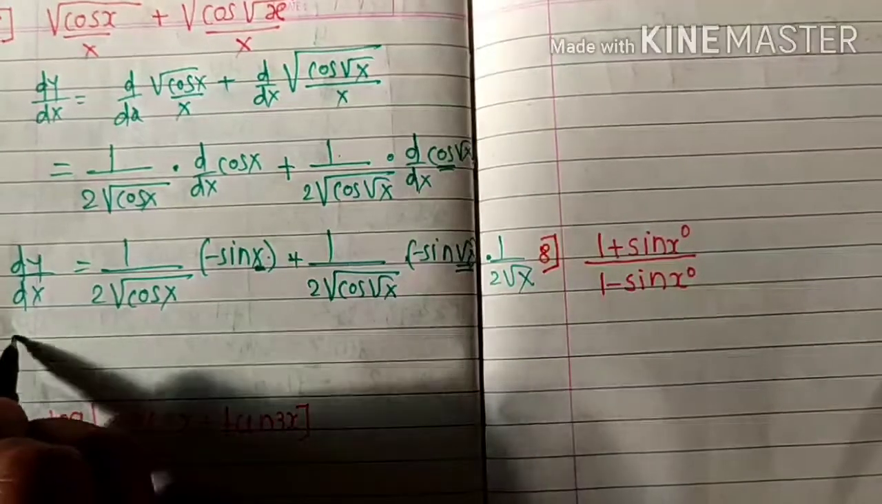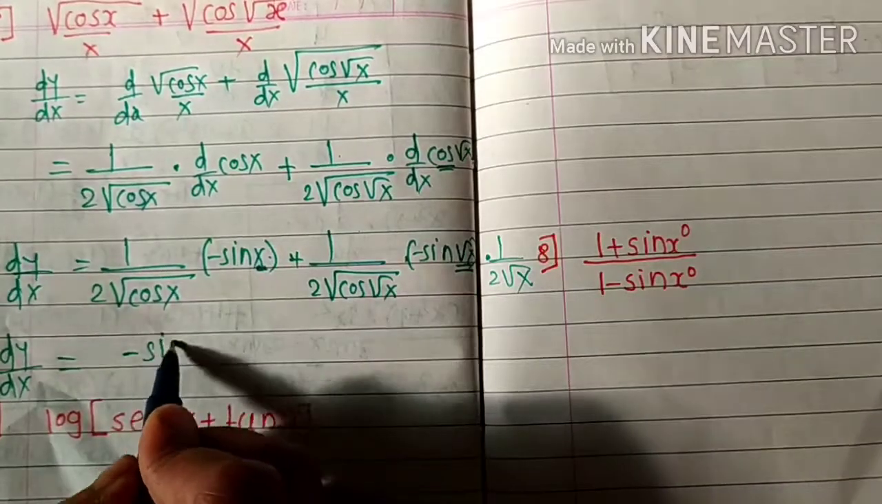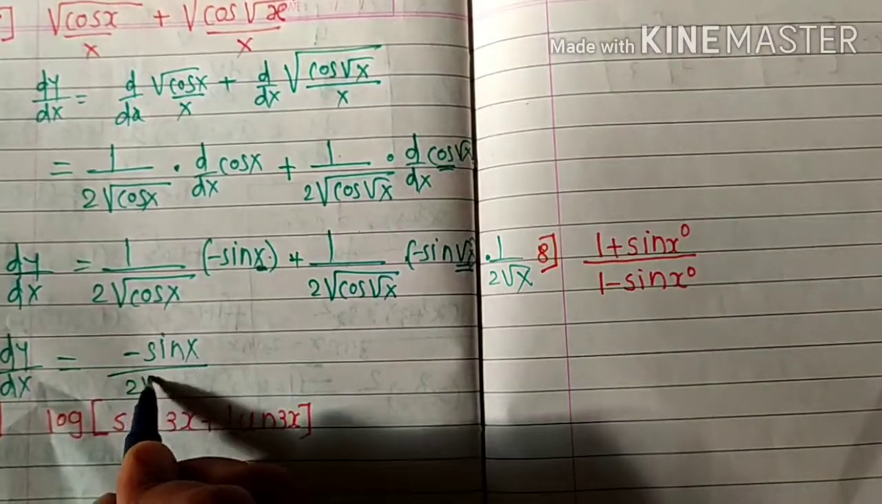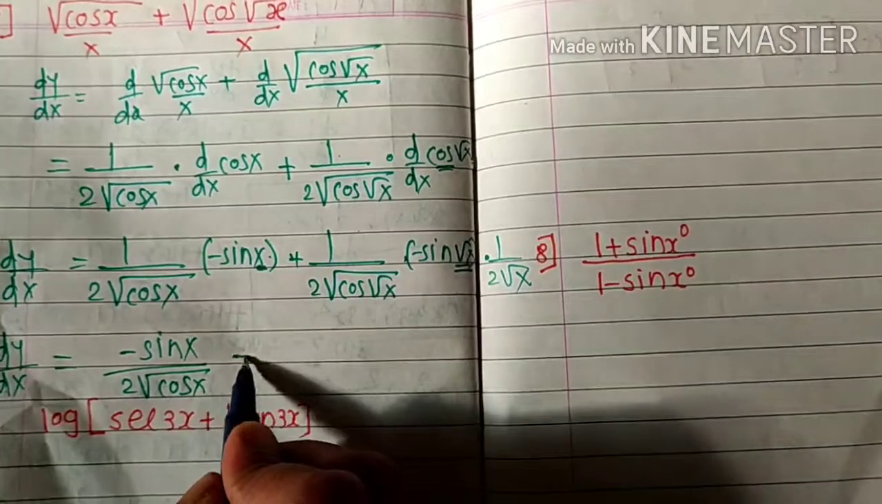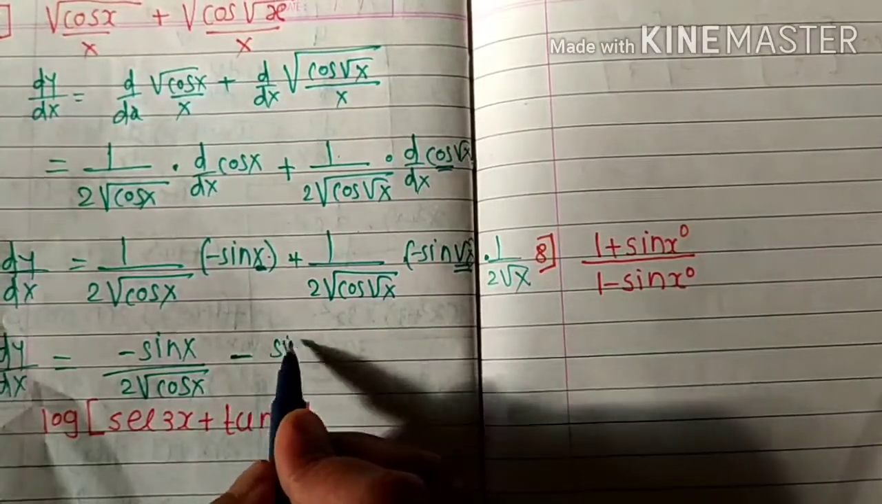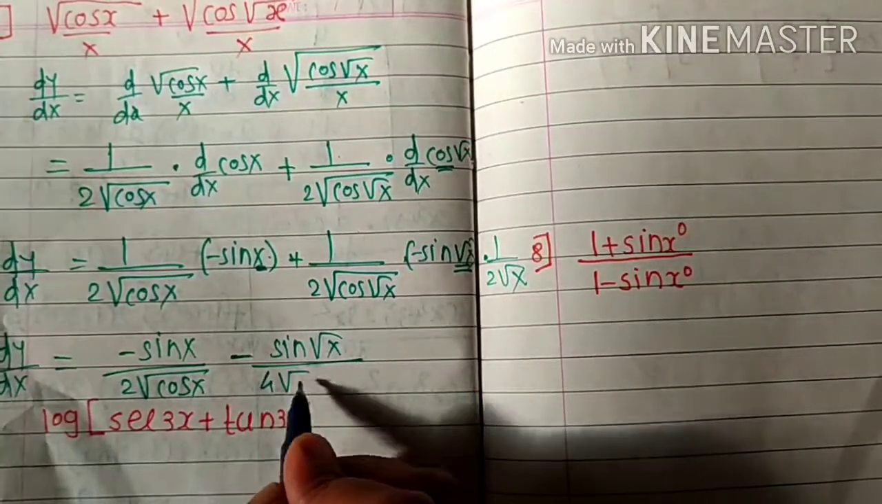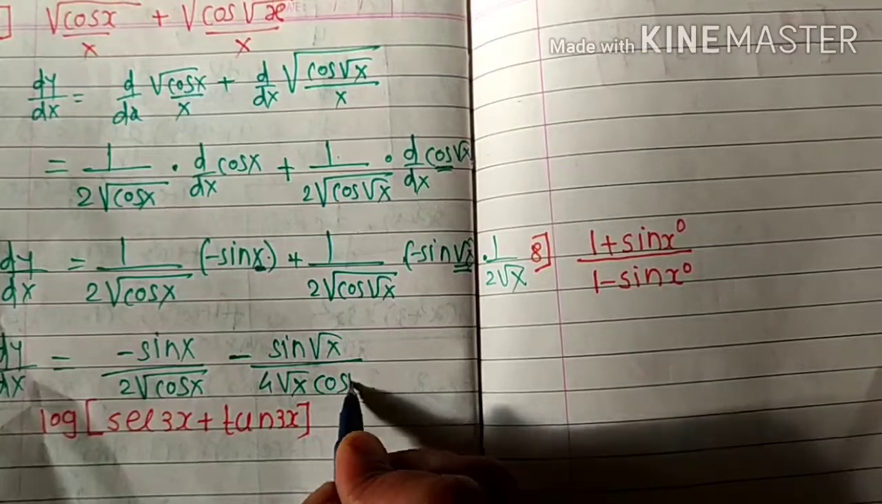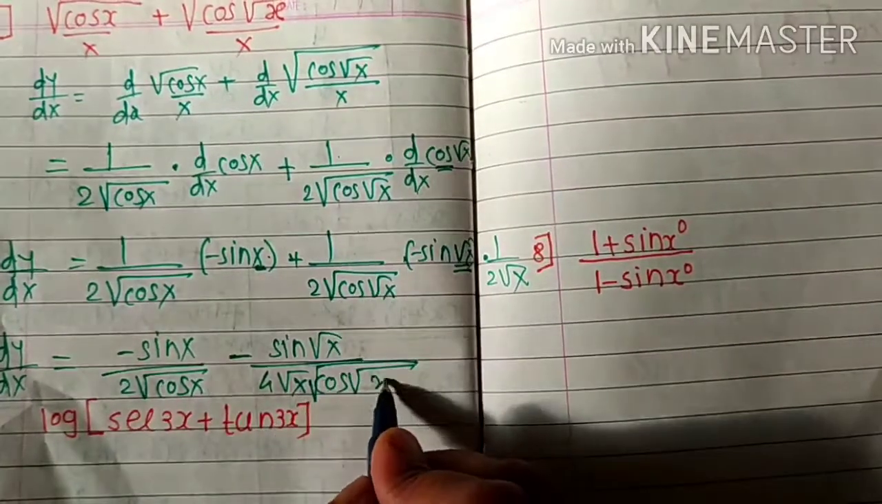Okay, therefore dy by dx is equal to, we get this numerator minus sin x divided by 2 into square root of cos x, and here also minus sin of root x, and the denominator this 2 and this 2, 4 into root x into cos of this square root of cos of square root x.